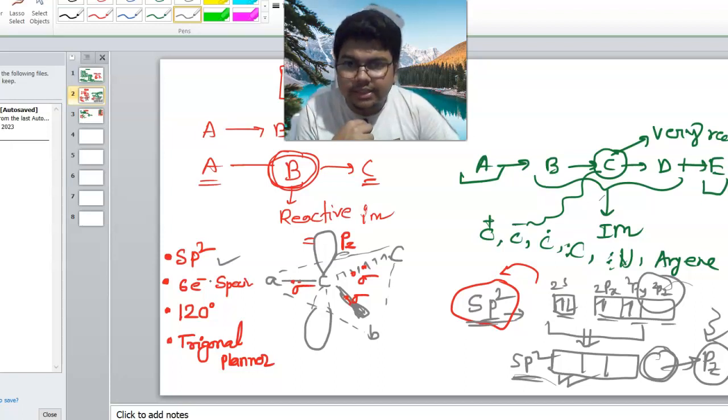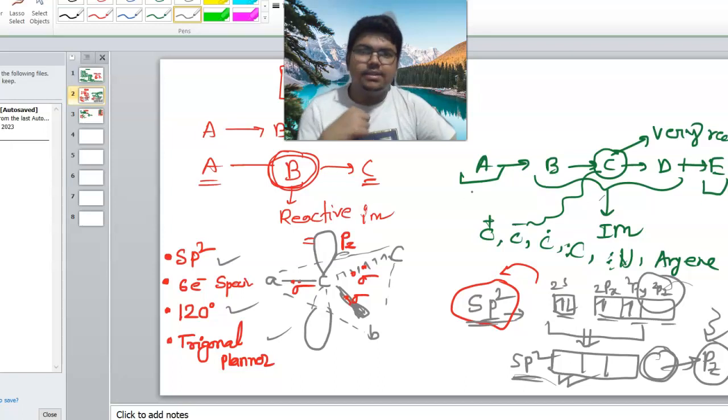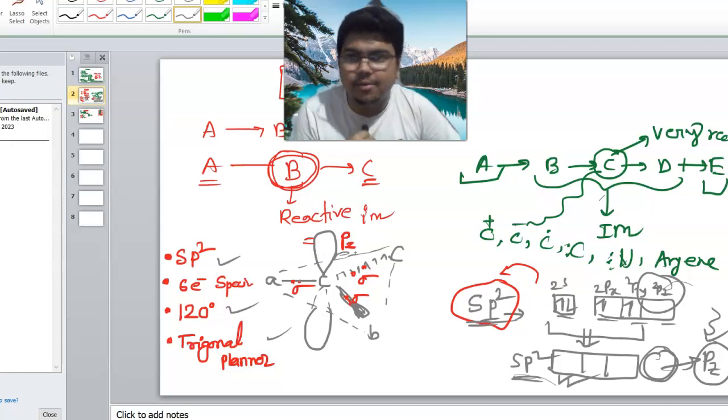So the first point: as this has 3 sigma bonds, with groups A, B, C, and each sigma bond contains 2 electrons, it is a 6 electron species, so an electron deficient species. Then the bond angle is 120 degrees and the geometry is trigonal planar. So all of this is about the carbocation.